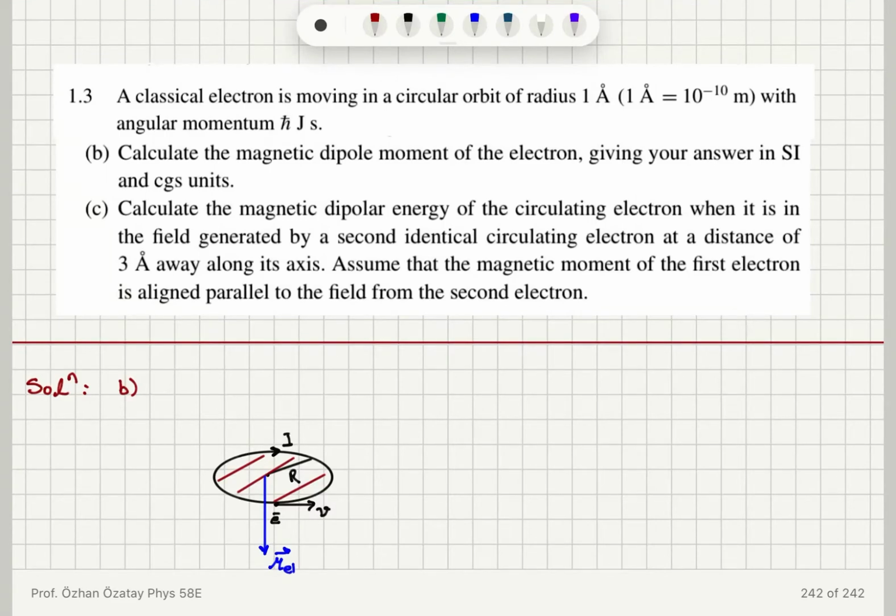A classical electron is moving in a circular orbit of radius 1 angstrom with angular momentum h bar. This is the previous problem. Now we're going to calculate the magnetic dipole moment of the electron, giving the answer in SI and CGS units. And then calculate the magnetic dipolar energy of the circulating electron when it is in the field generated by a second identical circulating electron at a distance of 3 angstroms away along its axis. Assume that the magnetic moment of the first electron is aligned parallel to the field from the second electron.